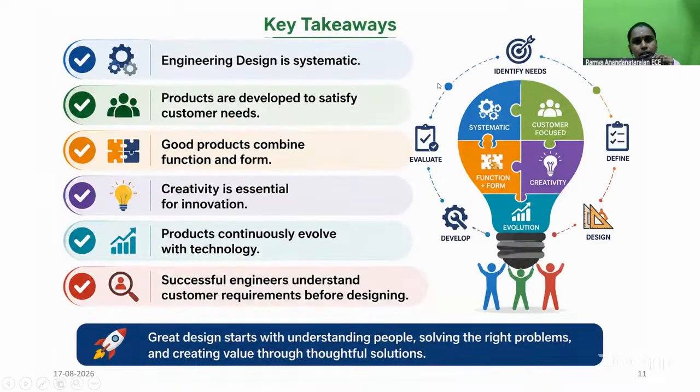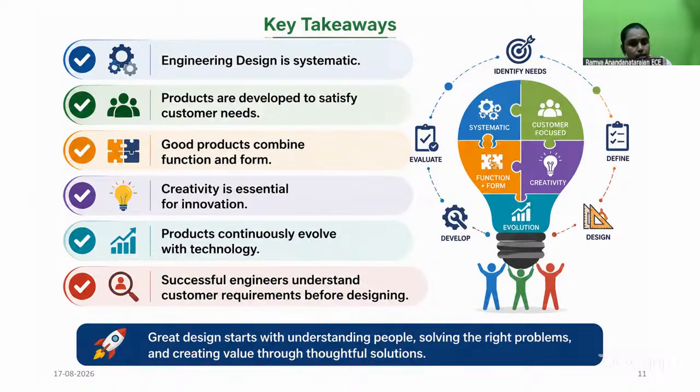So what are the key takeaways of the week 1 course? Engineering design is systematic. The products are developed to satisfy customer needs. Good products combine function and form. This is very important. It is not sufficient if you concentrate only on the function. It is very important to combine both function and form. Only then you will be able to design a successful product. Creativity is essential for innovation, and products continuously evolve with technology. The evolution is not going to stop.